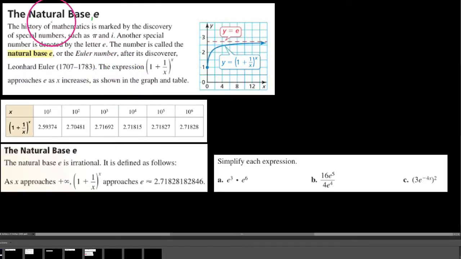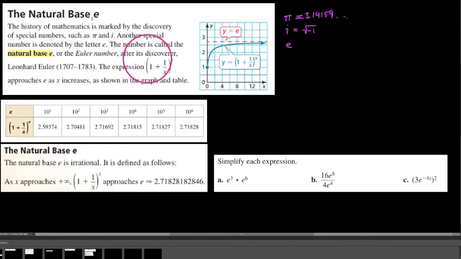And so starting with this, basically the history of math is marked by the discovery of special numbers such as pi and i. For instance, we know pi is approximately 3.14159 and so on and so forth, whereas i, of course, is the square root of -1. What we're going to do is introduce another special number, and we're going to call this number e. It is referred to as Euler's number, and Leonhard Euler was the Swiss mathematician who developed the thinking behind this.